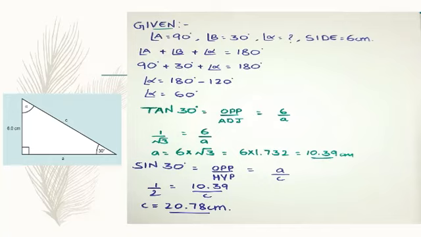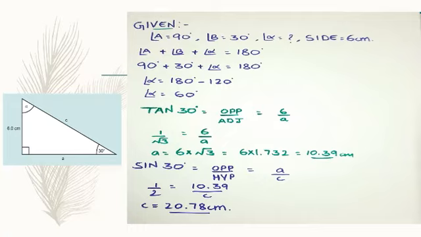So we know that sum of all the angles of any triangle is 180 degree. That means angle A plus angle B plus angle alpha is equal to 180 degree. Angle A is 90 degree plus angle B is 30 degree plus alpha is unknown, I substituted as it is, that is equal to 180 degree. Therefore alpha is equal to 180 degree minus 120 degree.